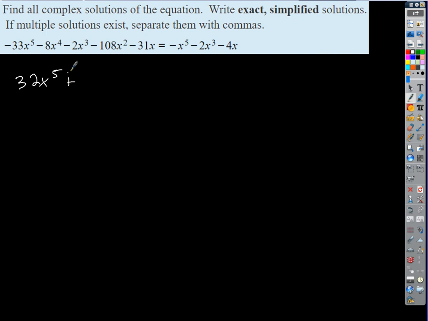Actually, plus as I move it over there. Oh, look at this. Cancels. Okay, this isn't working for me right now.